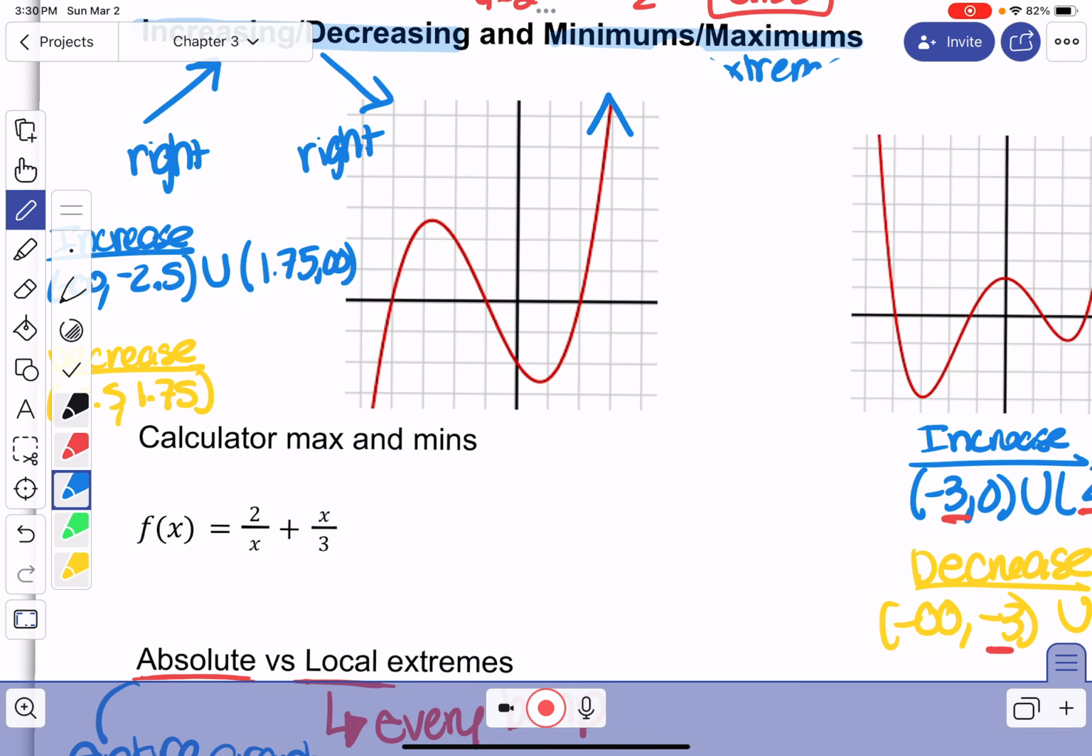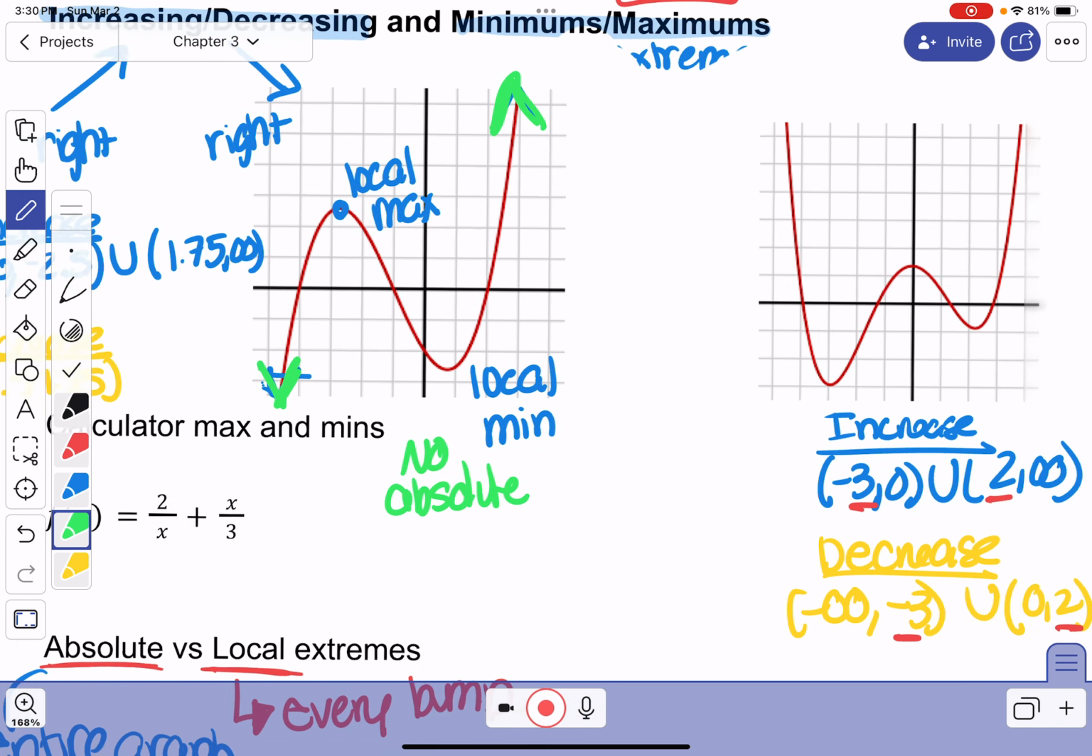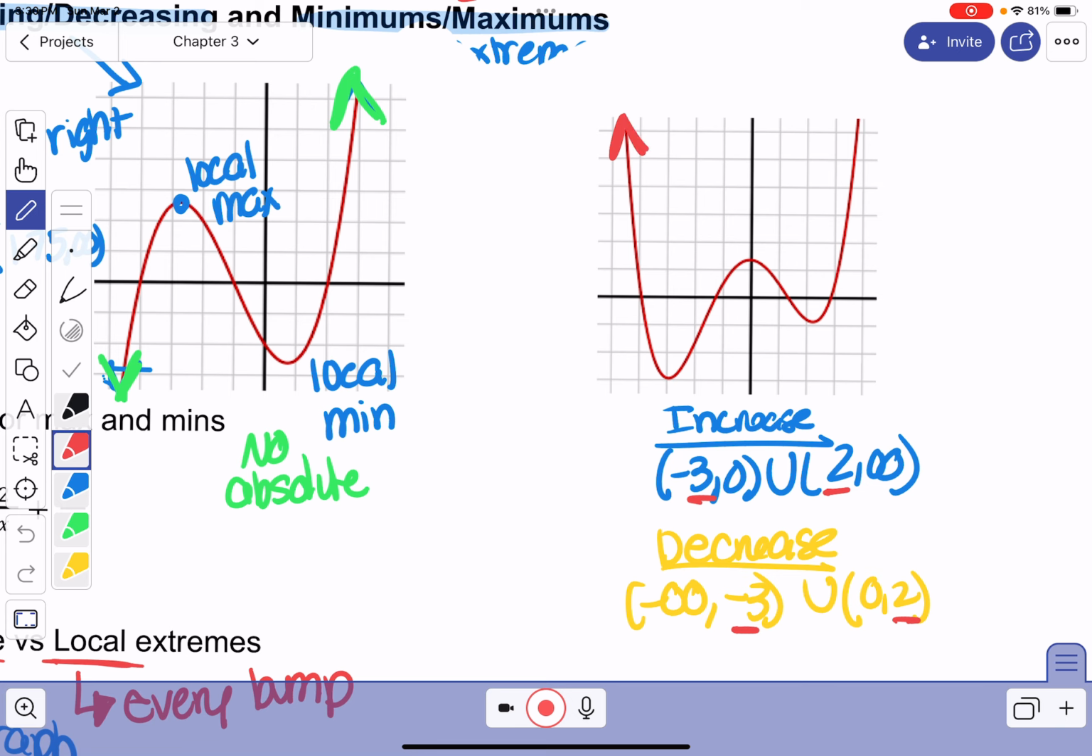If we look at this one again, we go up forever and down forever. So even though we have a local max at this bump and a local min at this bump, there's no absolute because it's going up forever and down forever. So you'll never get to a highest or a lowest point. If we look at this graph, it goes up forever on both sides. So there's not going to be an absolute max, but there is going to be an absolute min.